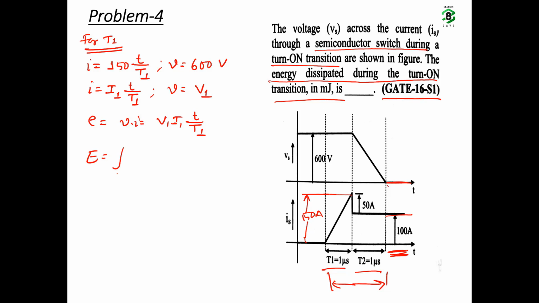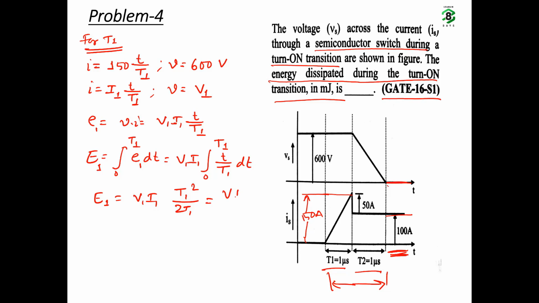Total energy loss we can calculate using integration 0 to T1 e dt. Call it E1. Put these values; V1 and I1 are constant, so we have taken them out. 0 to T1, it is t by capital T1 dt. V1 I1 T square by 2T1. So V1 I1 by 2 into T1. This is expression 1.